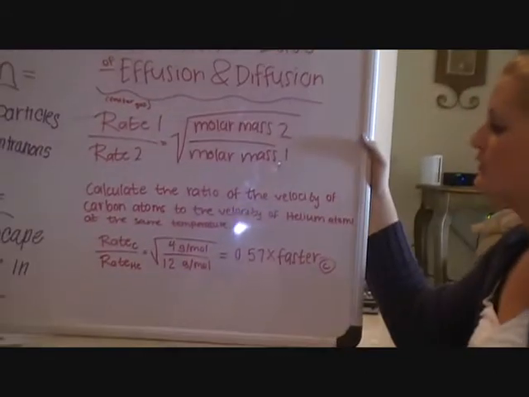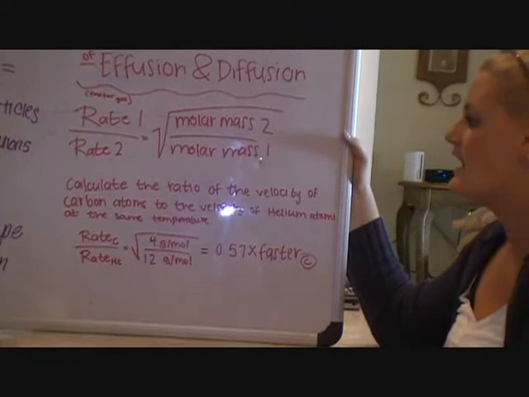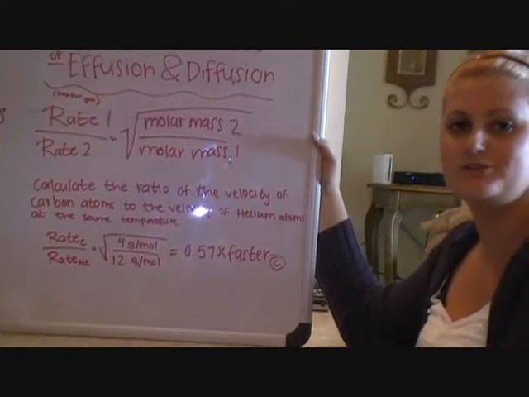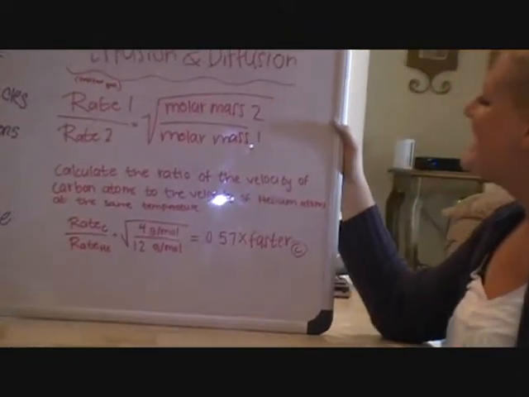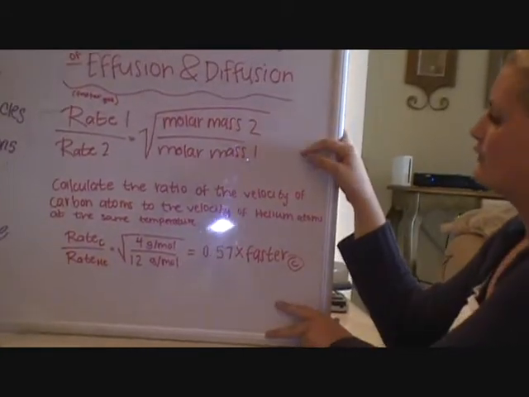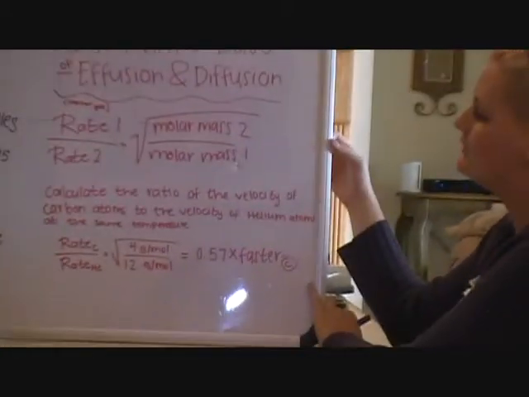And then on the bottom you put the rate of the second gas, which will be your slower gas. And then you're going to do square root here. So it's kind of like cross multiplication.